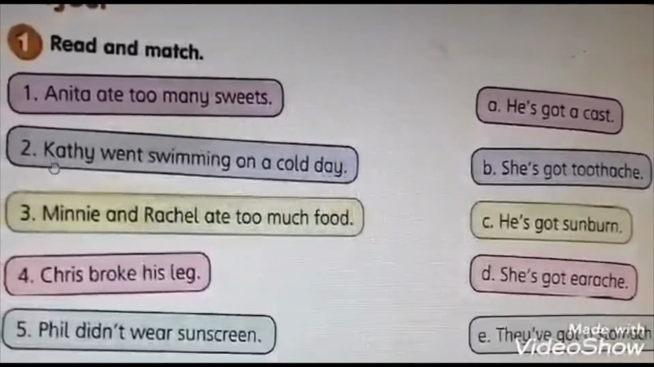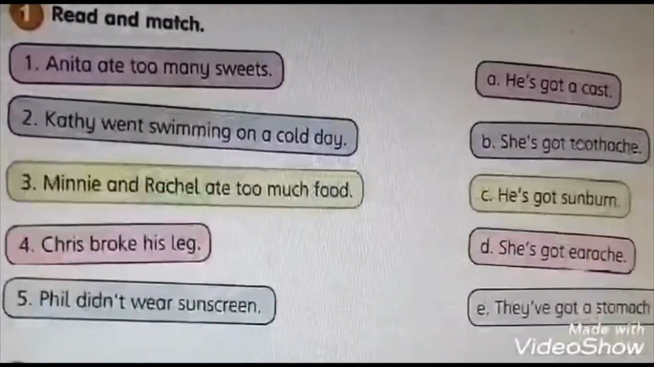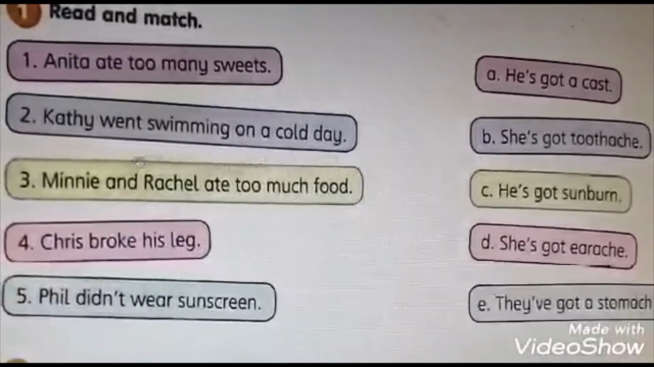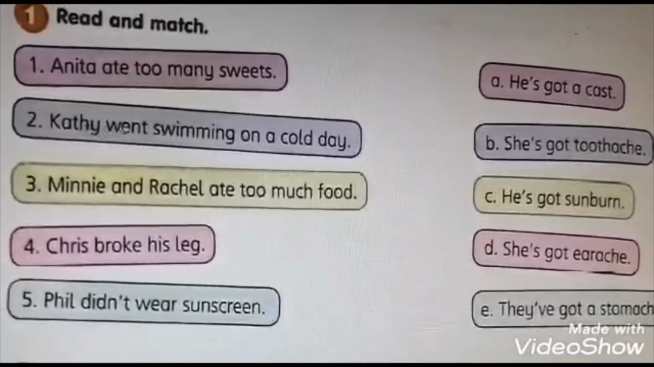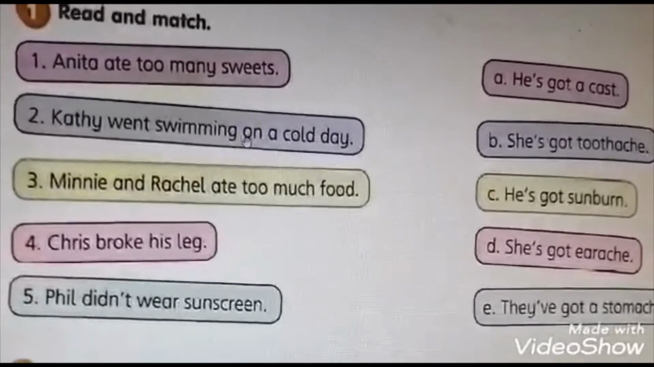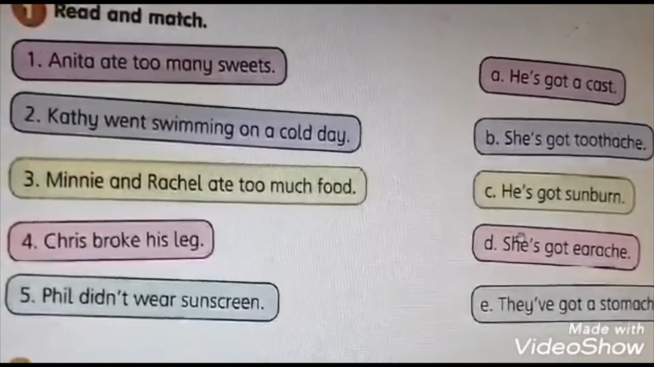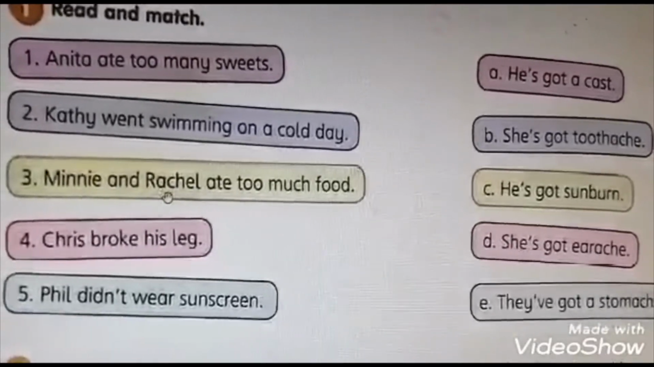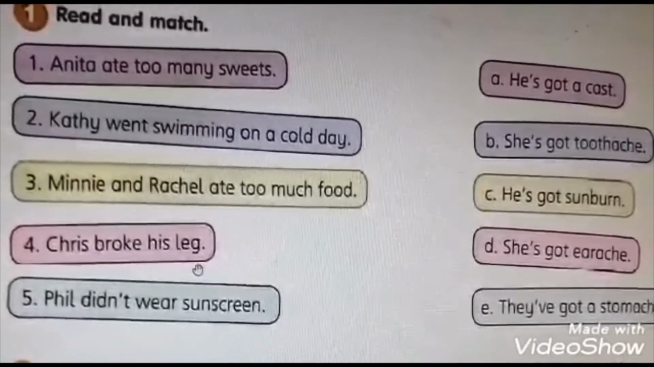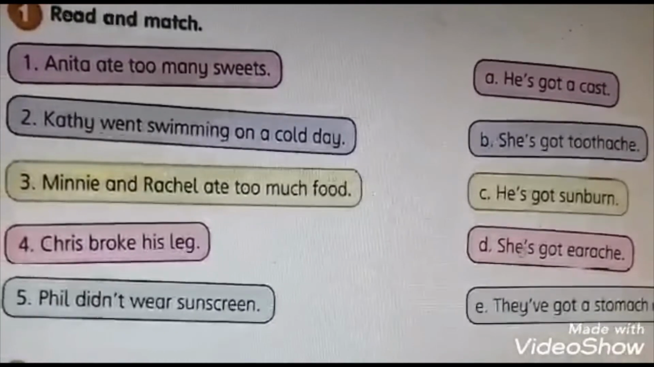Number 2, Kathy went swimming on a cold day. He's got sunburn. She's got earache. Yes, Kathy, as you know, is a girl's name, so this is going to match with, because when you swim on a cold day, what will affect you? She's got earache. Next one, Minnie and Rachel ate too much food. Then Chris broke his leg. Phil didn't wear sunscreen. So you have to match with the effects.